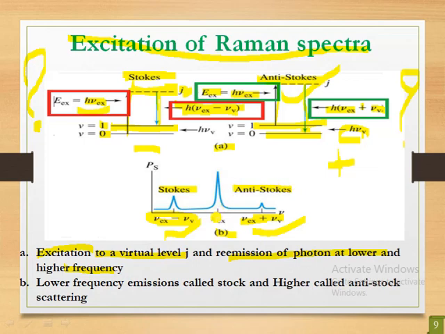Now see over here, it's the same frequency, means this is your Rayleigh line. Lower frequency means Stokes line. Same frequency, this is the Rayleigh line, and you can say higher frequency means anti-Stokes lines. Now it is clear that lower frequency emissions are called Stokes and higher frequency are called anti-Stokes.